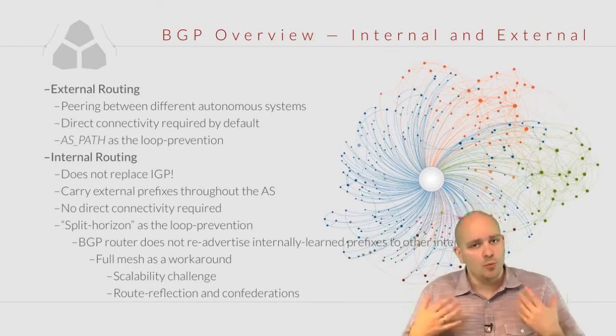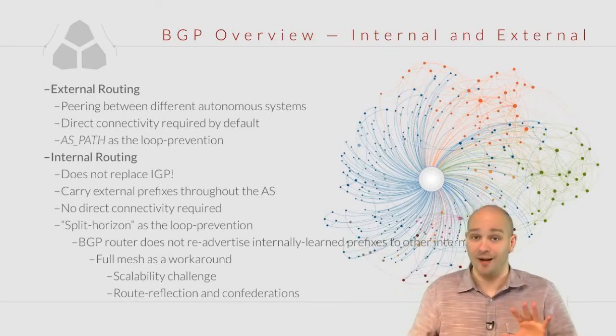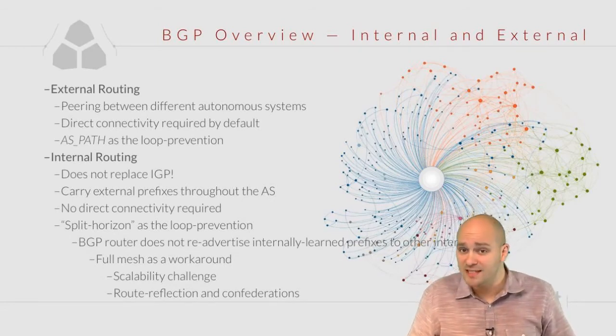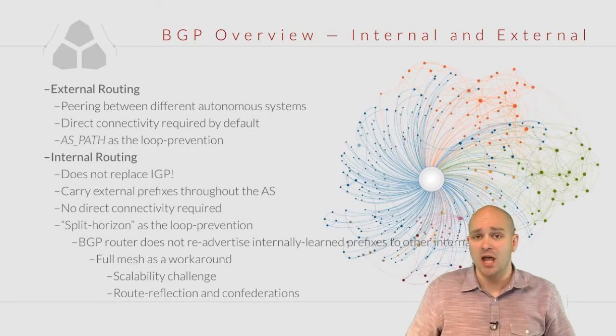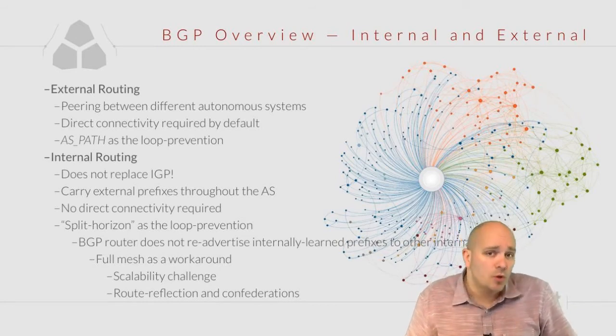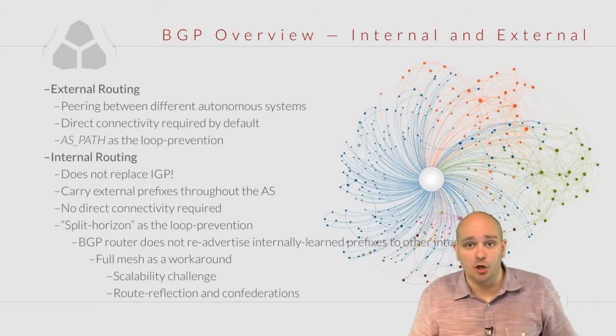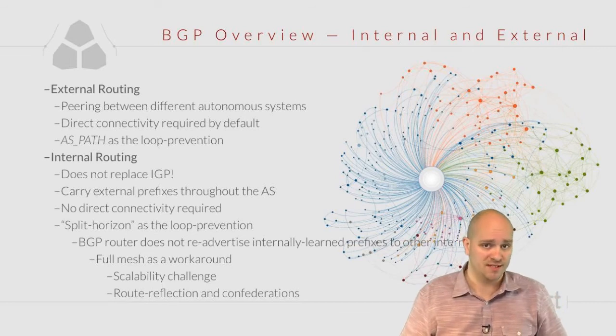Well, very simply, when we are receiving a prefix from the neighbor, from an external neighbor, we are going to look into the AS path list. If we see our own AS number in the AS path list, we are going to reject this update. We are going to reject this prefix because it is looping. It is trying to come back into our own autonomous system.